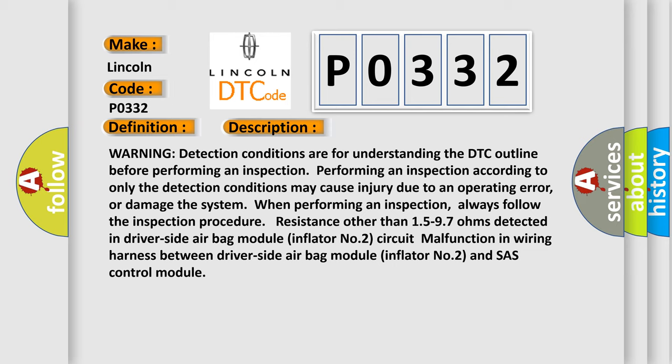Warning: detection conditions are for understanding the DTC outline before performing an inspection. Performing an inspection according to only the detection conditions may cause injury due to an operating error, or damage the system when performing an inspection. Always follow the inspection procedure. Resistance other than 15 to 97 ohms detected in driver side airbag module inflator number 2 circuit. Malfunction in wiring harness between driver side airbag module inflator number 2 and SAS control module.